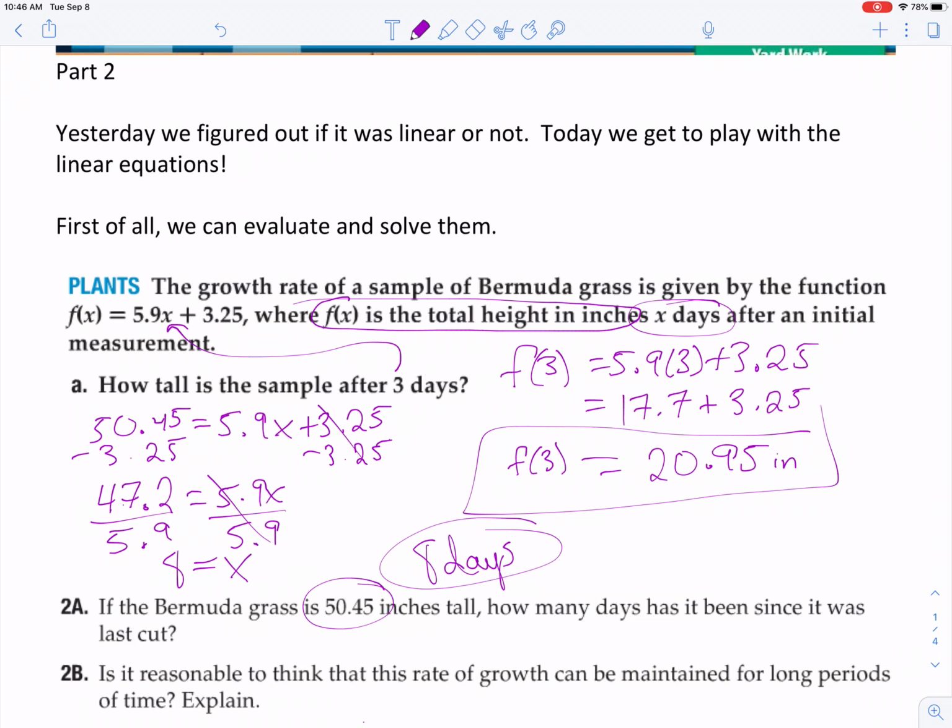Oh, a thinking question. Is it reasonable to think that this rate of growth can be maintained for long periods of time? And I think the answer is going to be no, because eventually the weight of the grass will kill its growth. Grass doesn't continue to grow forever. It gets to a certain height, and there it's done.